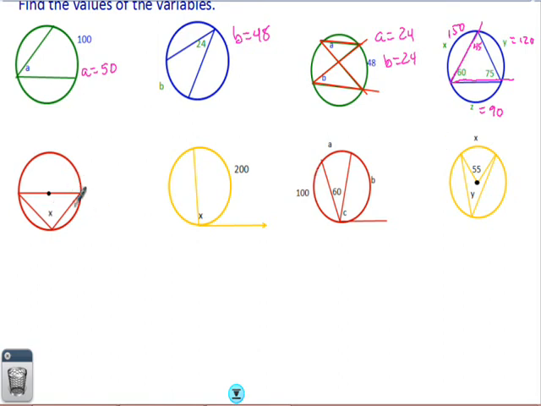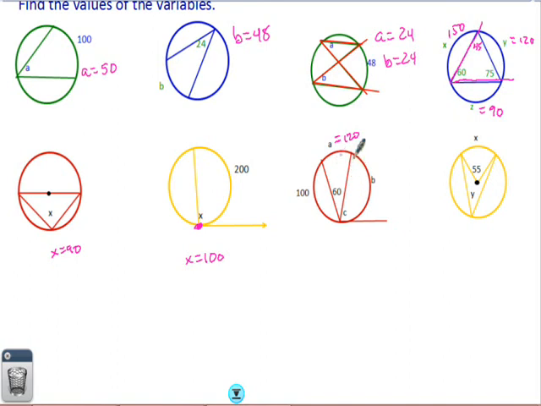Over here for angle X, the arc that it is inscribed in is a semicircle. Well, semicircle is 180, so X equals 90. Here, this is an odd-looking inscribed angle, but it's still just an inscribed angle. It's an angle whose vertex is on the circle. So the angle is half the arc, so X equals 100. Here we have, let's see, 60 is here, so A equals 120.